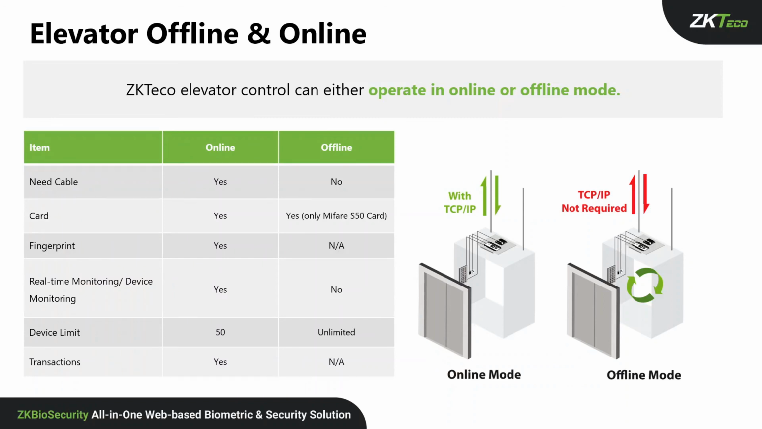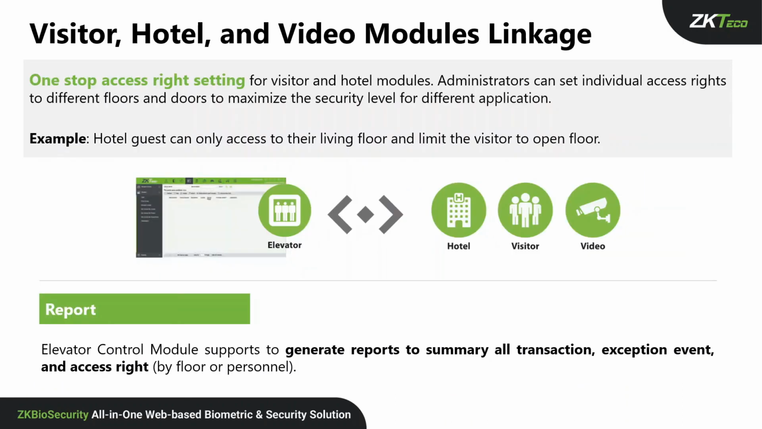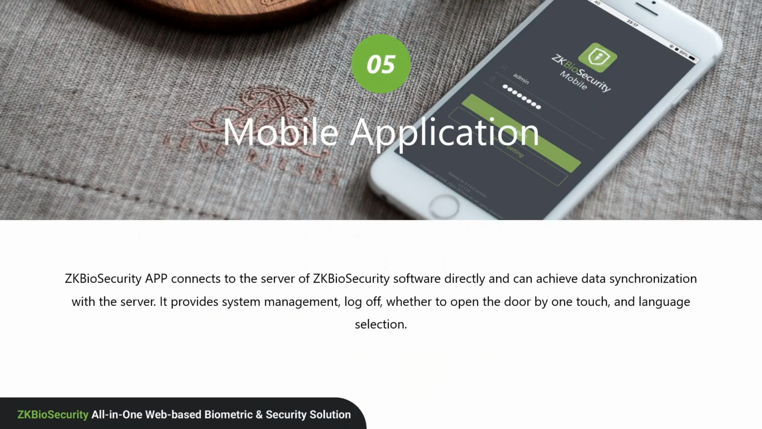So to be clear to you, in our visitor, hotel and video module linkage, all of this you can set from one-stop access rights settings. For example, you have visitors, you issue one card for the visitors, and then you can assign also for the elevators, and then at the same time it is linkage to our CCTV. One card, it will work for all of this. For the reports, you can generate reports also for summary and all transactions, exception, event, and access rights.